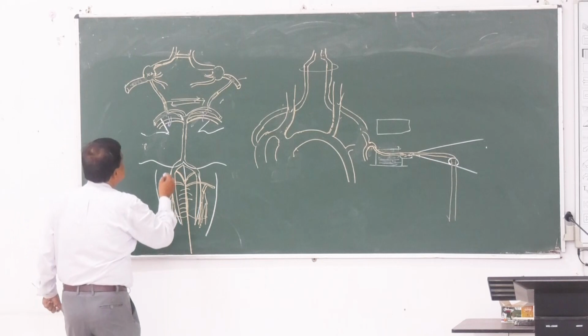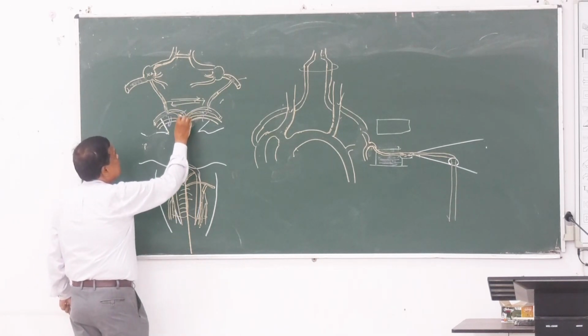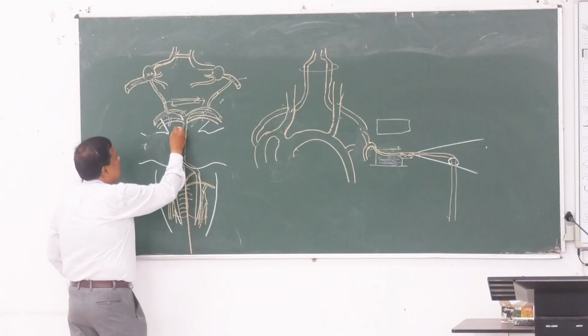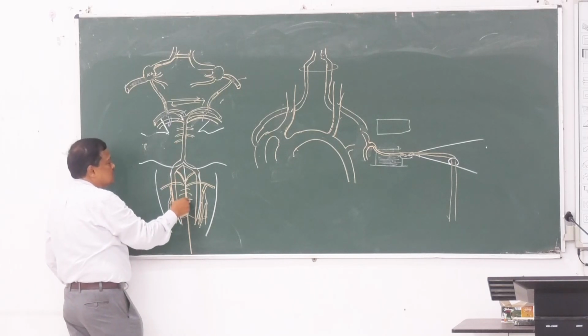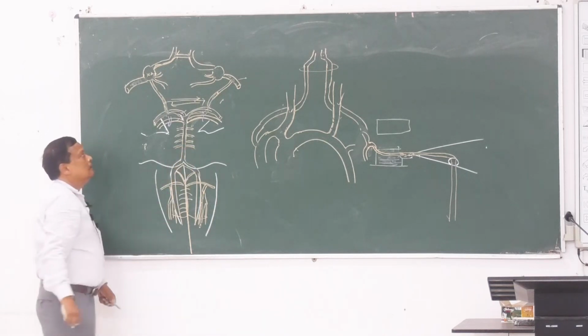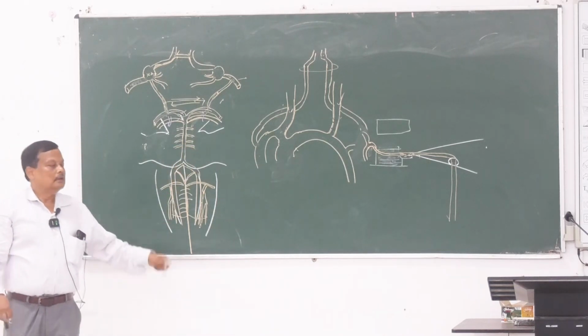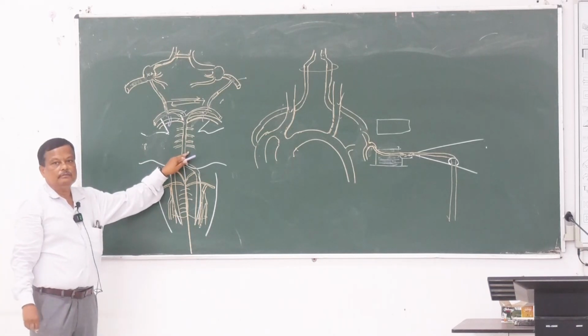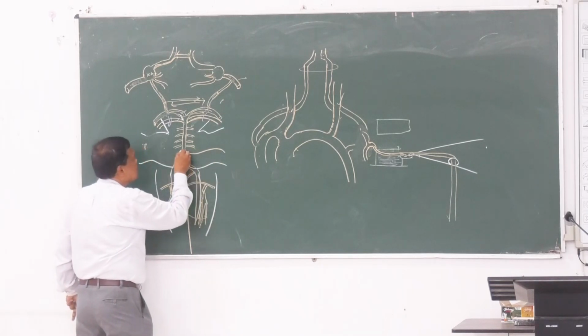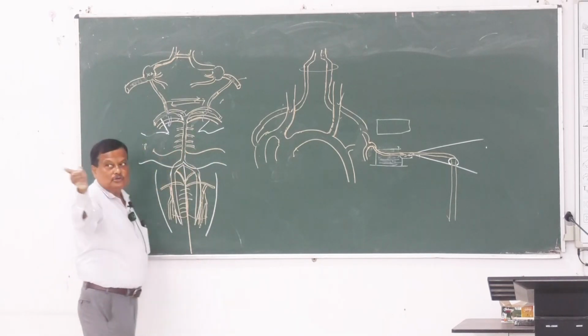Next, what are the other branches? Posterior cerebral artery, superior cerebellar artery, and the branches are the multiple pontine branches. Here the vertebral artery gave medullary branches, and this gives multiple pontine branches.